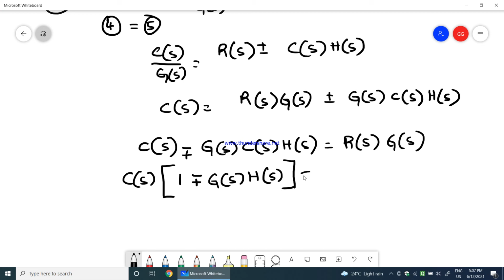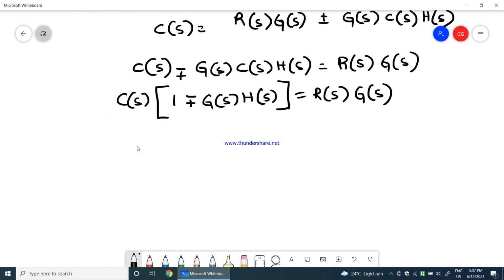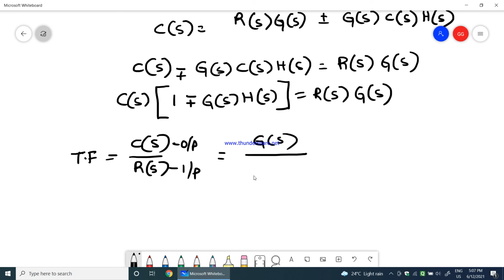Therefore, which is equal to r of s into g of s. Finally, c of s by r of s is the transfer function, right? Output is c of s, r of s is input in the block diagram, right? Therefore, this would be the transfer function, which is equal to g of s by 1 minus plus g of s into h of s.